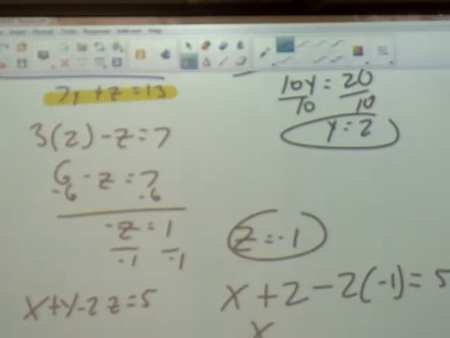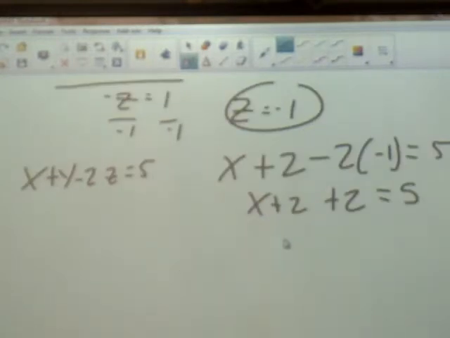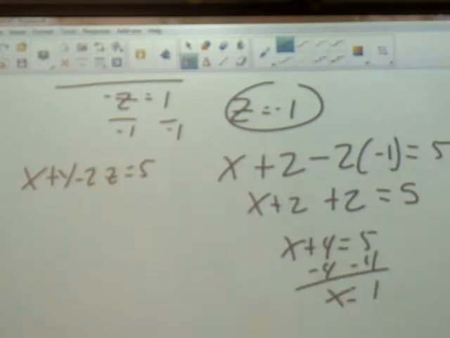Okay, so it gets me X plus 2. All right, I got a negative times a negative, so that's going to be a positive there. So that's 4. So you know your X. X, Y, and Z.